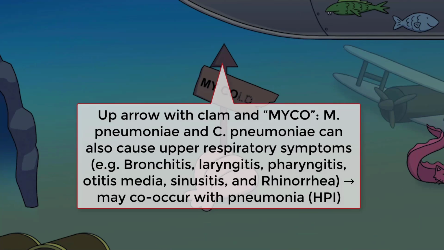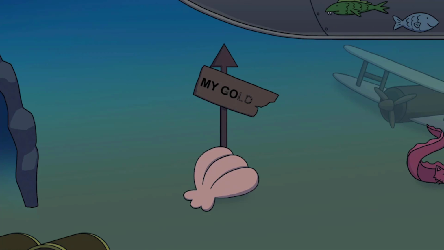Remember, both Mycoplasma pneumoniae and Chlamydia pneumoniae are also commonly associated with upper respiratory tract symptoms, not just lower. We're talking bronchitis, which presents as prolonged intractable cough, laryngitis, pharyngitis, otitis media, sinusitis, and rhinorrhea. These symptoms can co-occur with the lower respiratory symptoms or precede them.